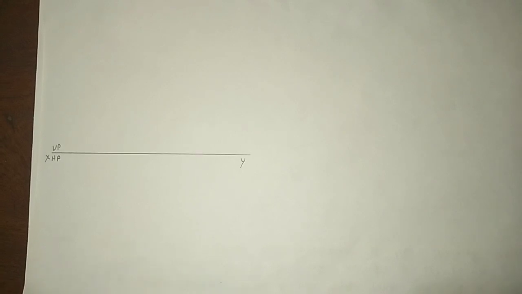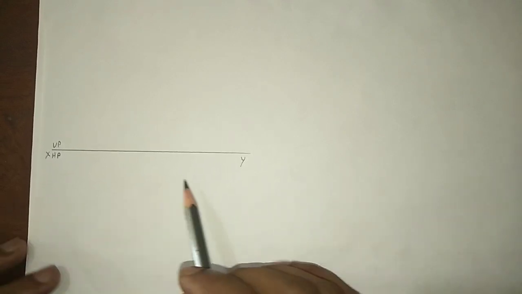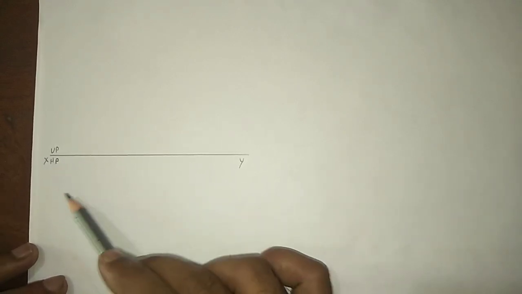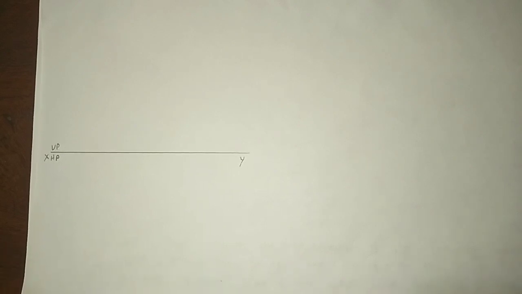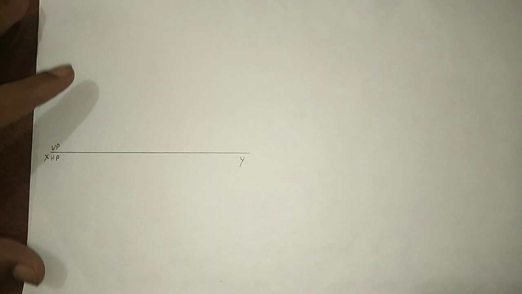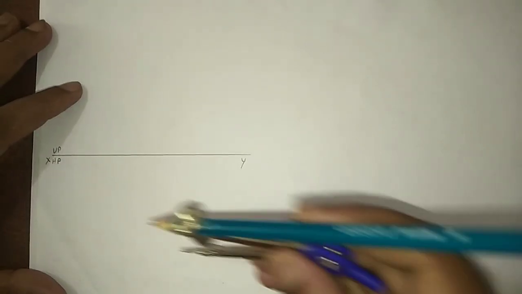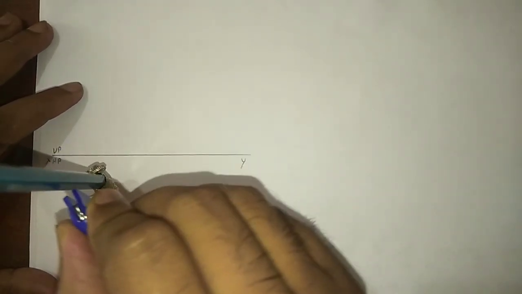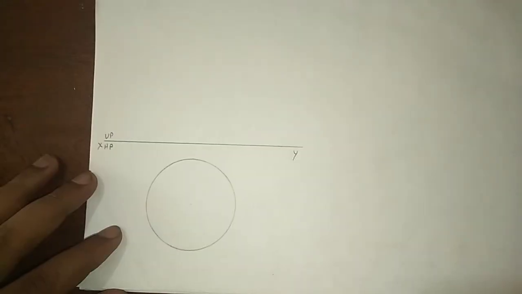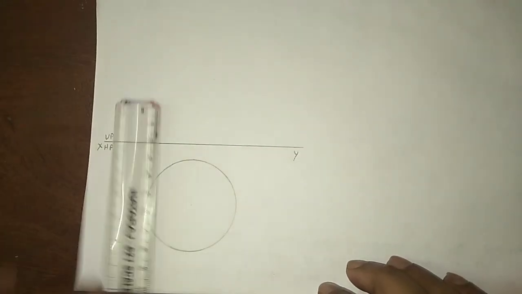First, draw the reference line and give name X and Y and VP and HP. First, we are going to draw the circle. The radius of the circle is 25. The diameter of the circle is 50 mm. So in your compass, take 25 mm radius and draw one circle. Now divide this circle into 4 equal parts.